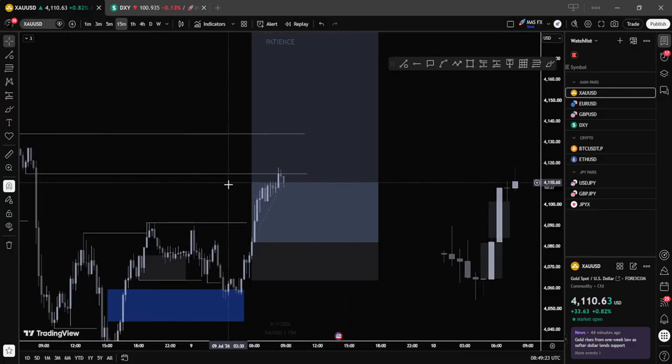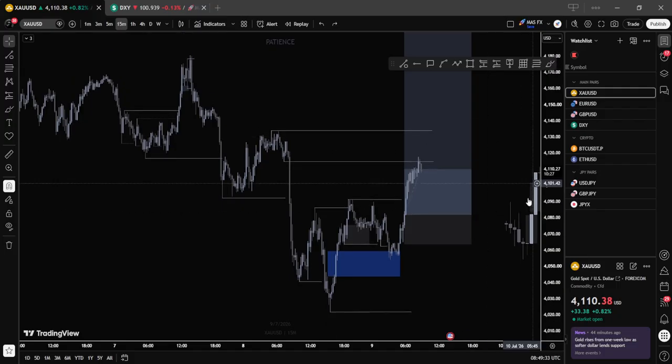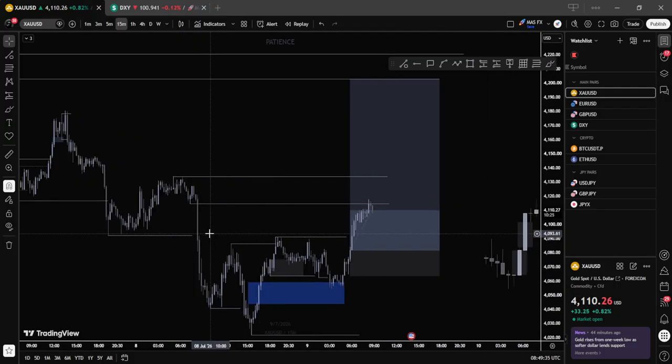No, no, no. Currently, right now, just leave it as it is. Don't try to short it because I expect it to just continue higher. And for me, no trade.